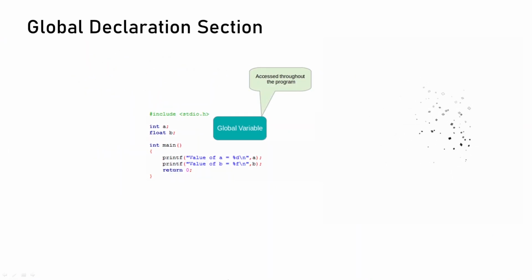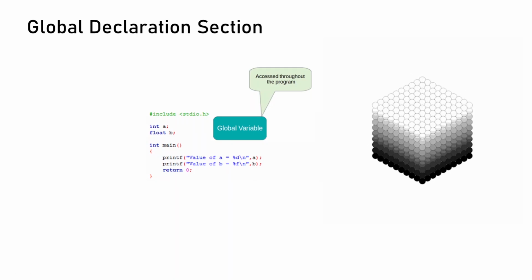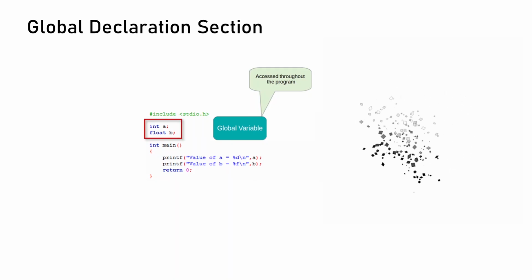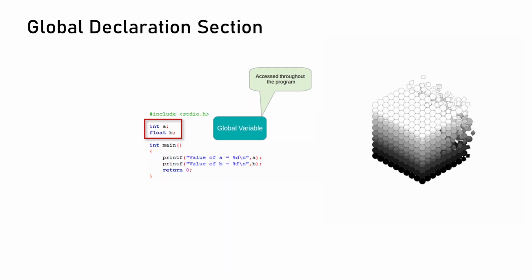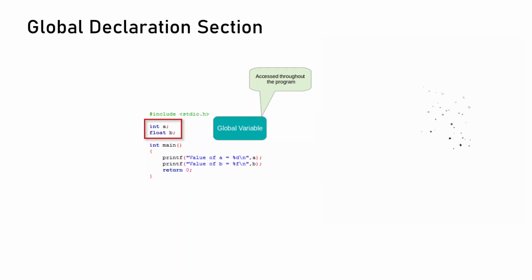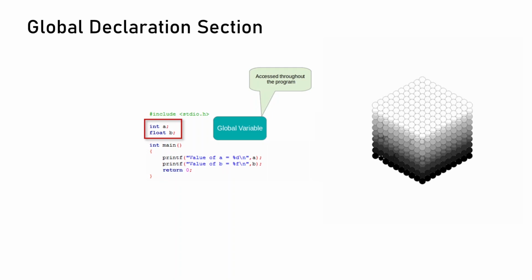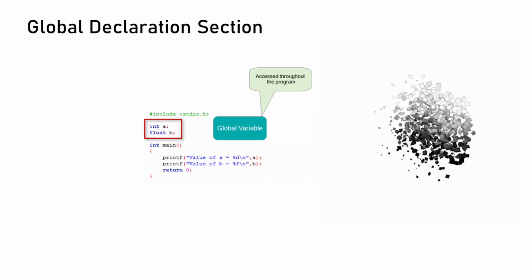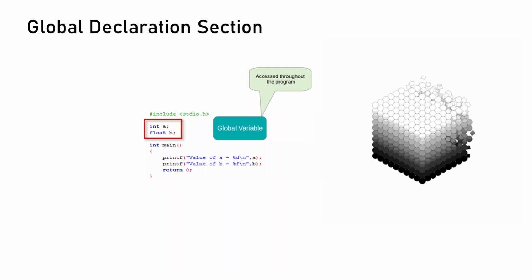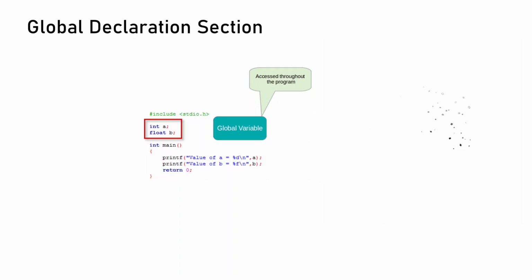Next is global declaration section. The global declaration section is used to declare variables and functions that can be accessed from any part of the program. These variables and functions are called global variables and functions, respectively. A global variable in C is a variable that can be accessed and modified from any part of the program. This means that the variable's value is available to any function or block of code within the program. Global variables are declared outside of any function and have a global scope, which means they are visible to all functions and blocks of code within the program.